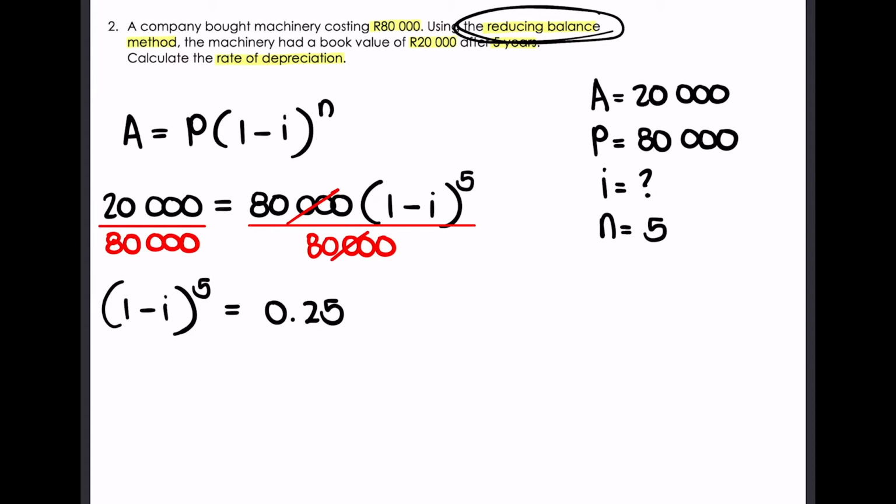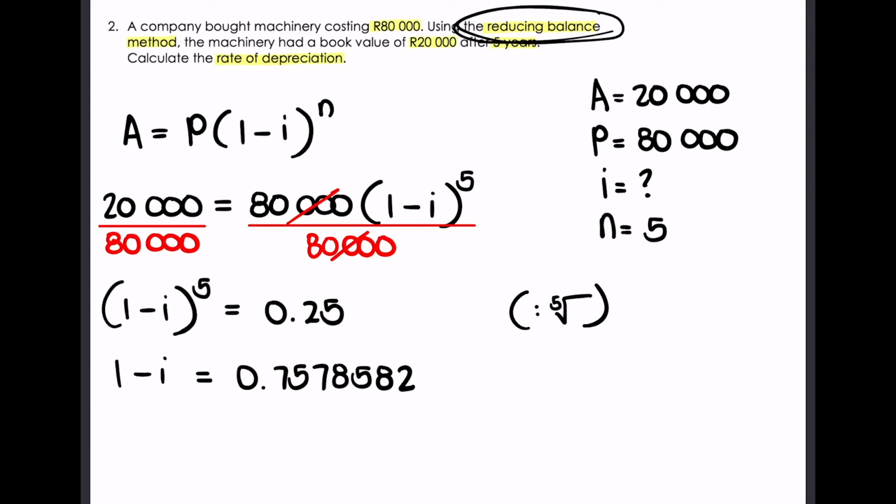So now I want to get rid of that exponent of 5. In order to get rid of an exponent of 5, I'm going to fifth root both sides. When I fifth root it, I'm left with 1 - i is equal to the fifth root of 0.25, which is 0.7578582833.